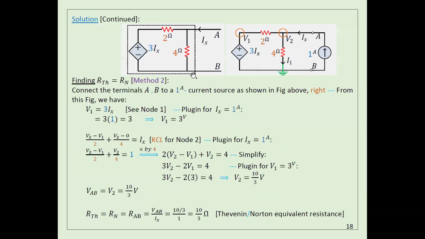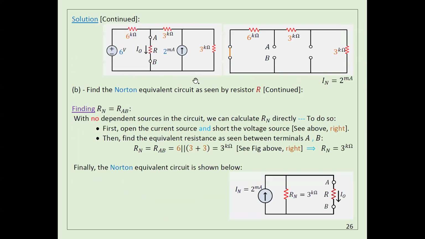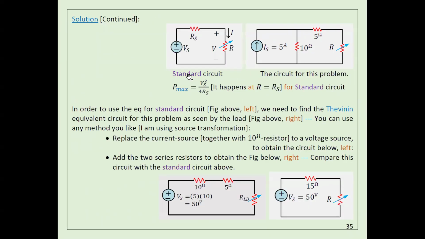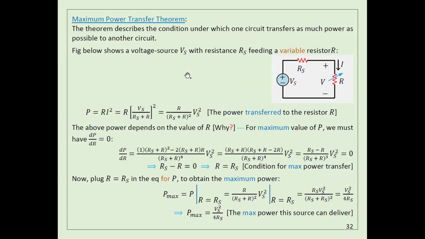The last thing we have in this chapter before we move to the next chapter is what we call the maximum power transfer theorem. Look here, guys. The idea is, if you have a voltage source Vs and a resistance Rs this way, and then I connect it to a resistance R, as you see here in this figure, both the source resistance and another resistance R.